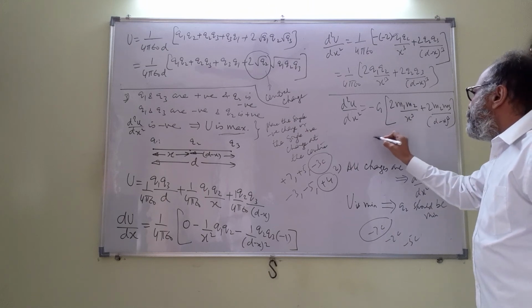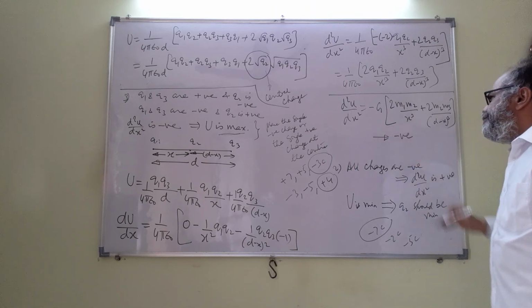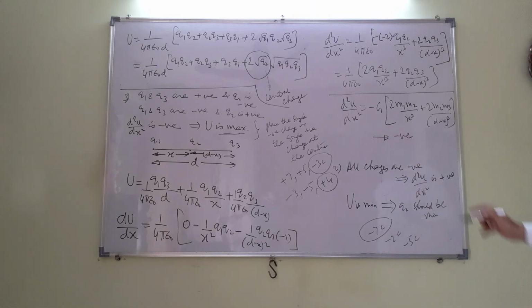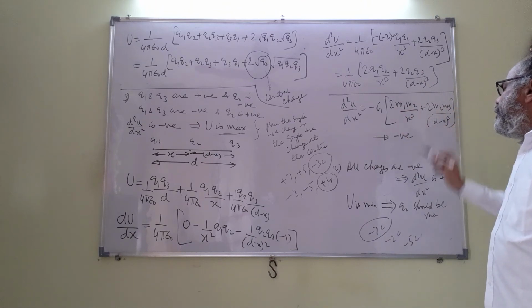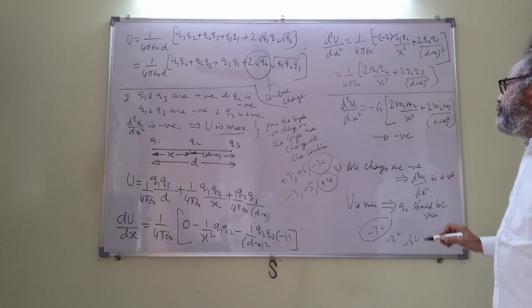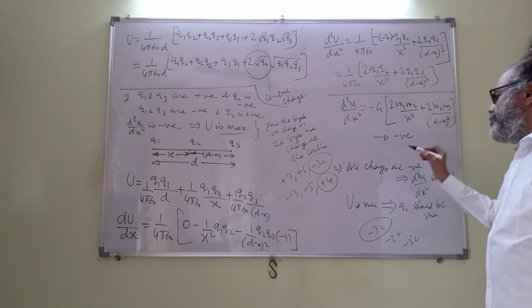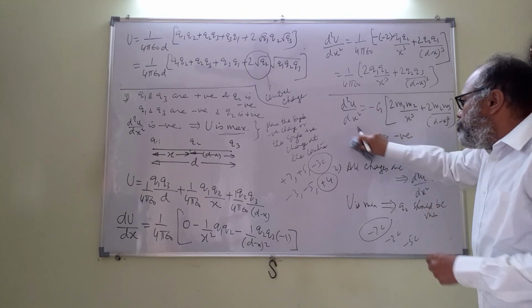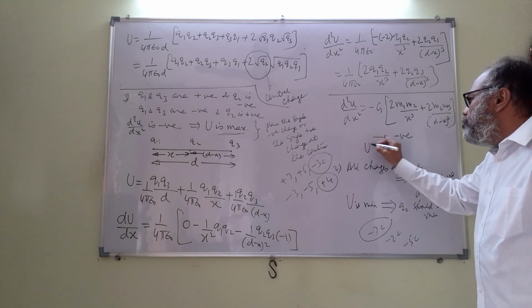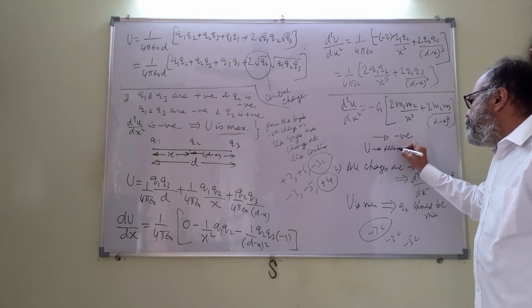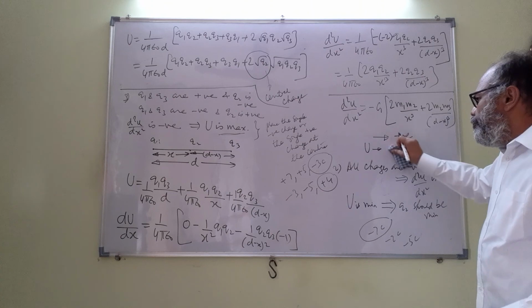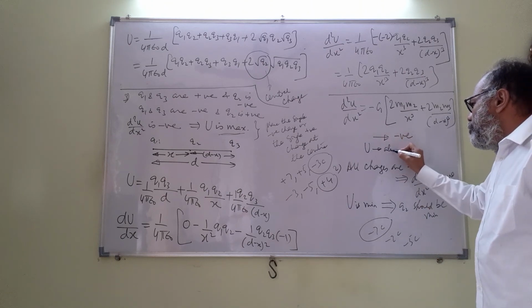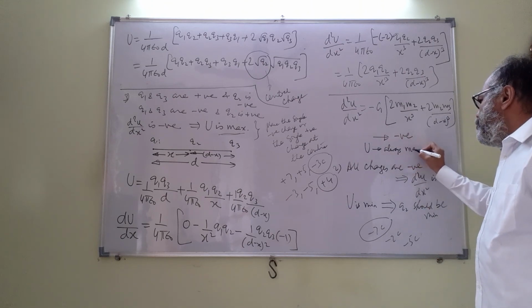So this whole thing will always be negative, because the masses are always positive. Therefore, it is always a case of maximum potential energy. U is always maximum.